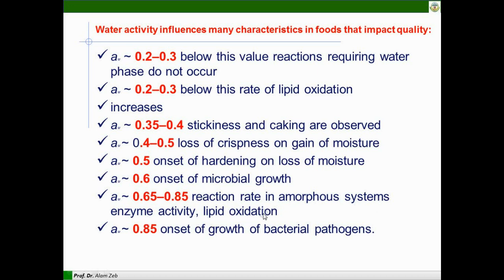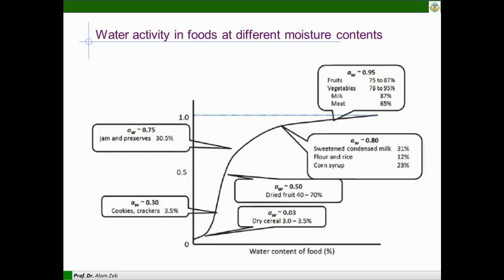0.6, onset of microbial growth. 0.65, reaction rate increases, usually in amorphous systems. Enzyme activity and lipid oxidation occur. At aw 0.85, onset of growth of bacterial pathogens occurs. So these ranges are important to know.